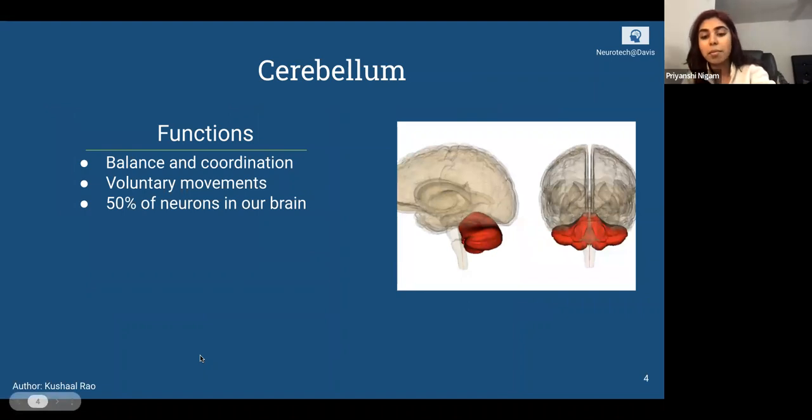Okay, next let's talk about the cerebellum. So the cerebellum's main functions are balance and coordination and voluntary movements. This section highlighted in red here controls 50% of the neurons in our brain because it relays information from our spinal cord to the rest of the brain. And since it's in the back, the reptilian brain accounts for the primitive functions. So its internal model is what helps keep us alive.